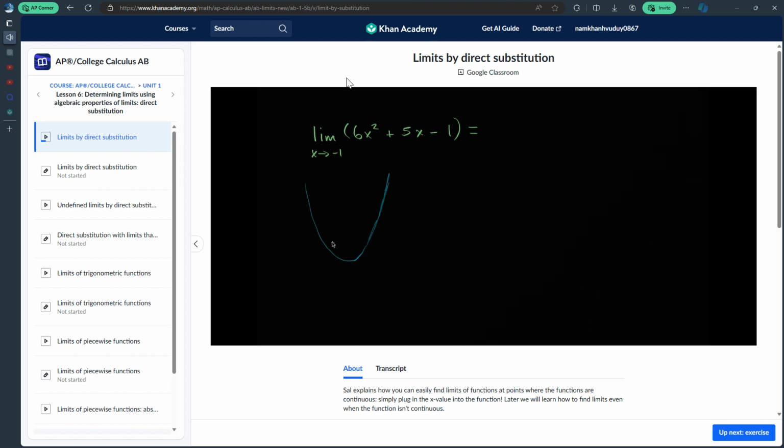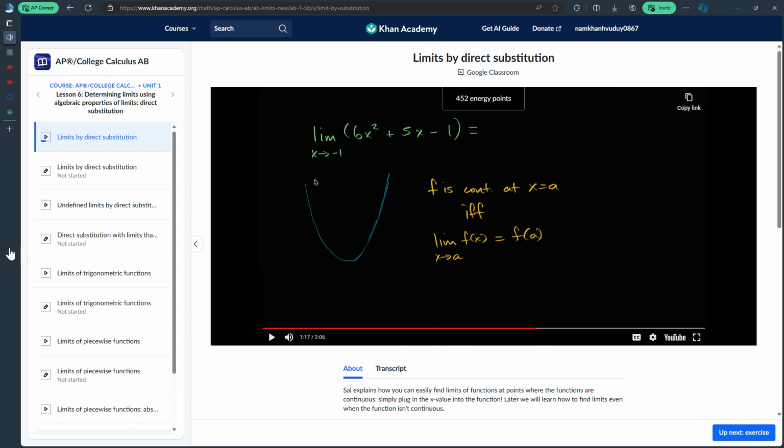And so if something is continuous for all real numbers, then the limit as x approaches some real number is going to be the same thing as just evaluating the expression at that real number. I'll say it another way. We know that a function is continuous at x equals a if and only if the limit as x approaches a of f of x is equal to f of a.